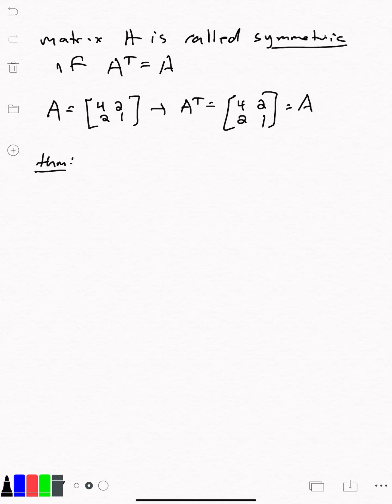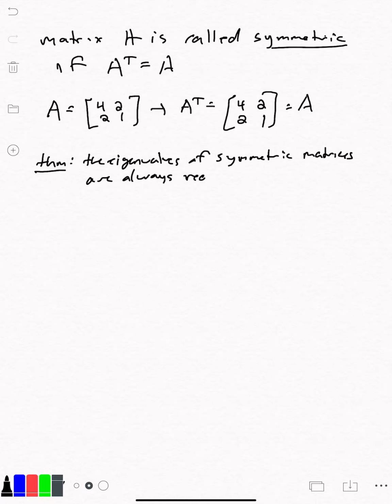So theorem: the eigenvalues of symmetric matrices are always real numbers. So you may or may not have had any examples in your other classes where you tried to find eigenvalues and eigenvectors, and the eigenvalues ended up turning to be imaginary numbers, and it was probably a real pain to try to find the eigenvectors.